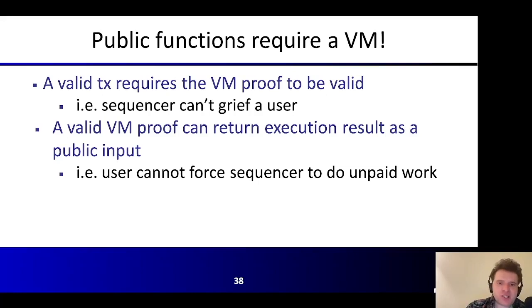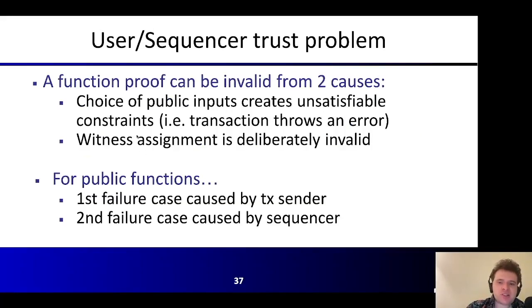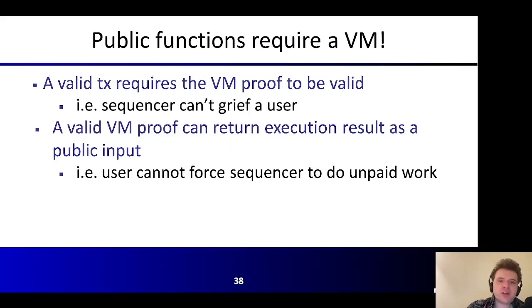Similarly, the sequencer cannot tamper with the witness assignments and disadvantage the user, because if they tamper with the witness assignments, the VM proof will fail, and therefore the public kernel circuit will fail, and failing public kernel proofs cannot be included in blocks. So the sequencer has done a bunch of work that's not going to be included in the block. They're only hurting themselves. Basically, the user cannot force the sequencer to do unpaid work, because if they have some complicated transaction that results in a failure, the VM proof is still valid.